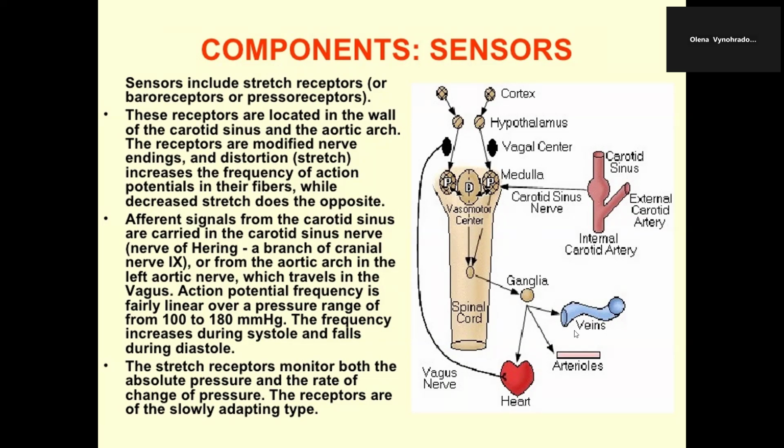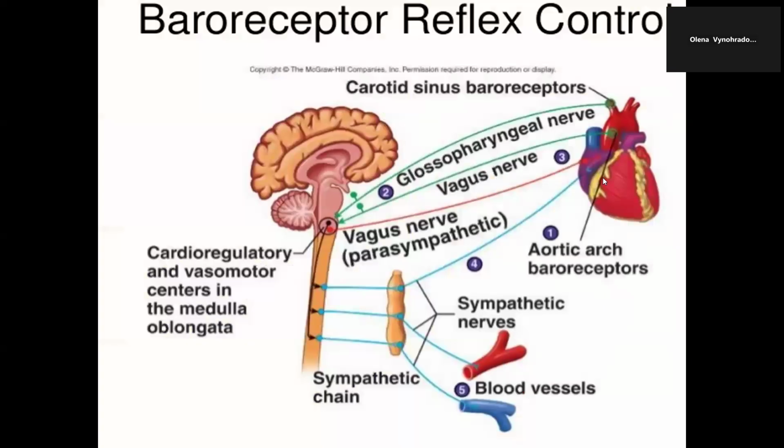Afferent signals come from special receptors. We have these special receptors in the carotid sinus and in the external carotid artery. We have there chemical receptors, chemoreceptors, and baroreceptors. Let's look.